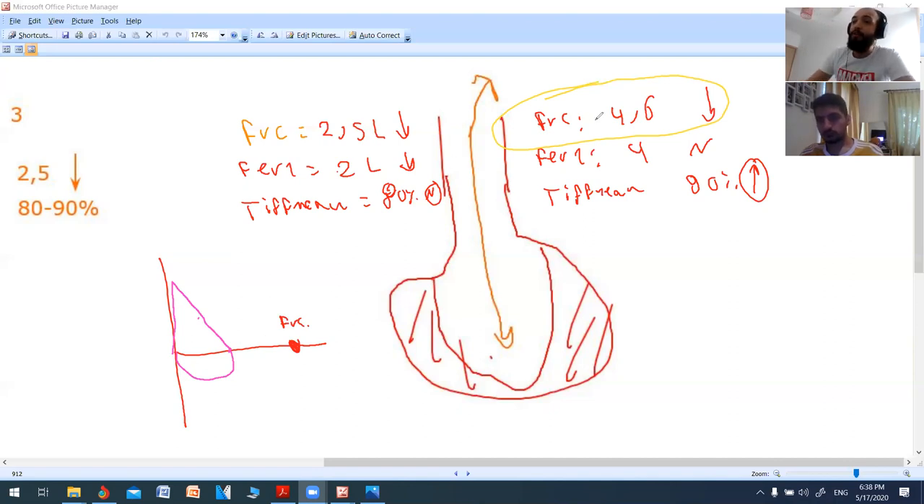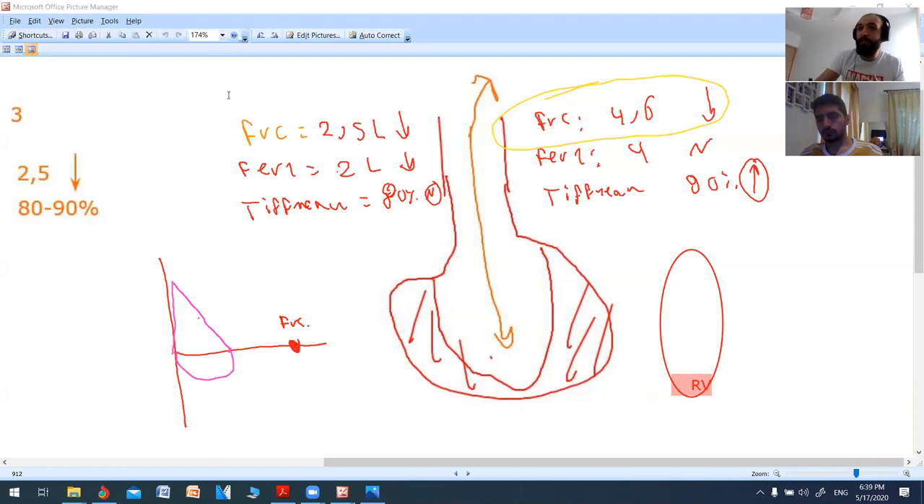Okay, but I cannot say for sure that I have restriction only on spirometry. I say probability of restriction. Why? Because I am not testing something very important. When I say restriction, it means the lung is small, right? But to calculate the lung, I have to calculate what? The total lung capacity. But I cannot calculate the total lung capacity through spirometry. Why? Because I cannot calculate the RV. So I have to do another test to confirm the restriction. You understand?